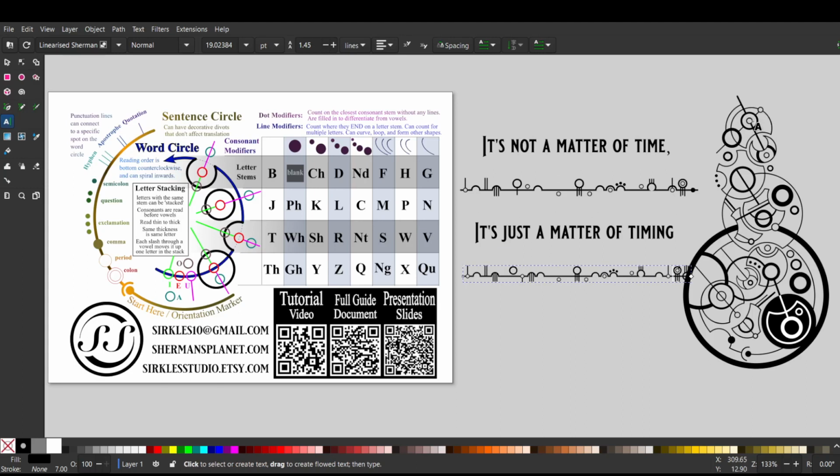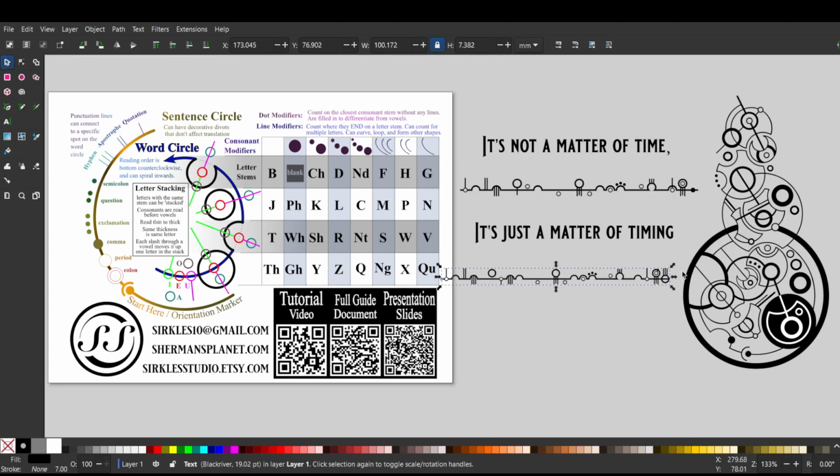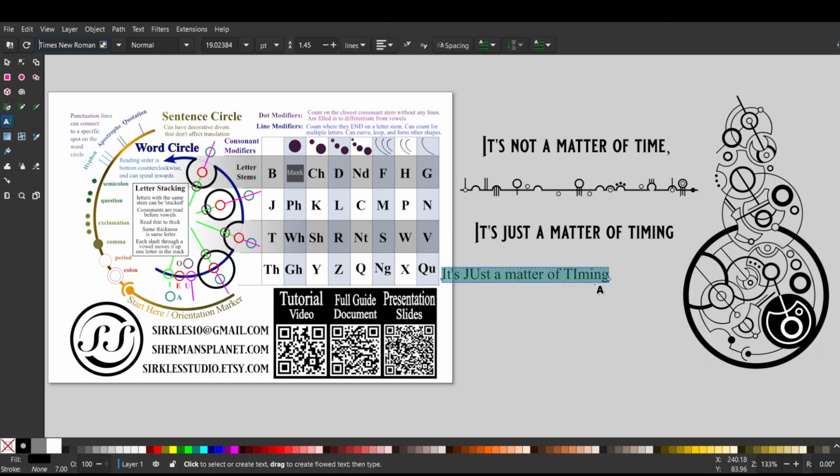Then we have an M with 1, 2, 3 lines on it, plus an I inside the M. So that would be an M and then I, and then I have the NG kind of hidden here. An NG is a circle on the line of a word circle with 3 lines. So we have this line, plus this line, plus this line. So that would be timing. Which again, if we take these guys and we unfont them, it's just a matter of timing.